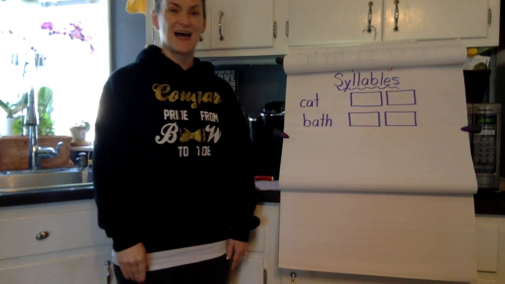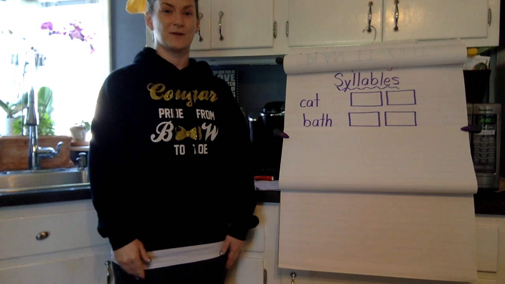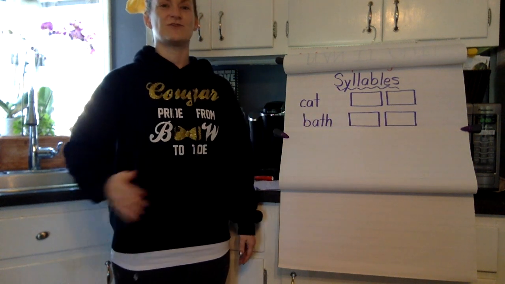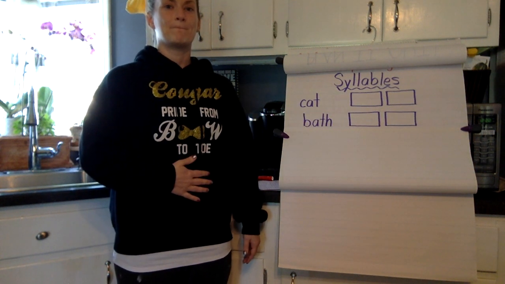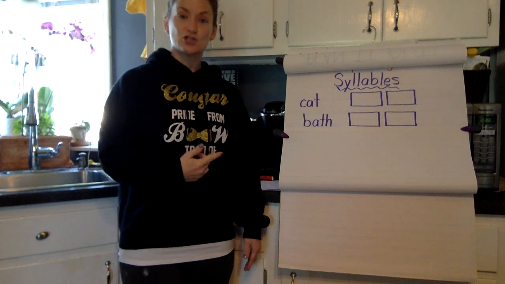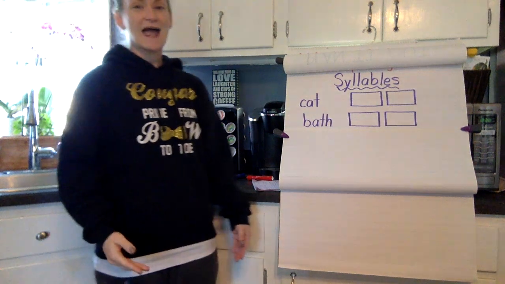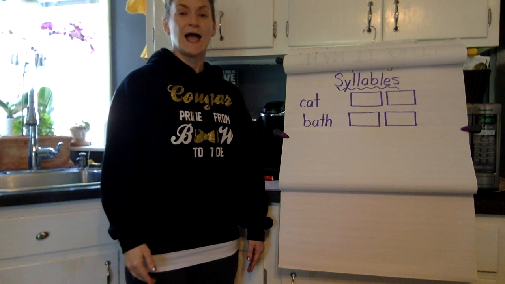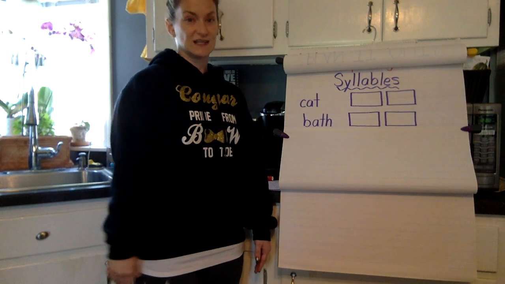Same thing with the word bath. Let's clap it out. You ready? Here we go. Bath. Put your hand on your belly. Let's say it. Bath. And put your hand under your chin. Let's say it. Bath. These are 2 1-syllable words. But today, I want to talk about spelling and marking up 2-syllable words.